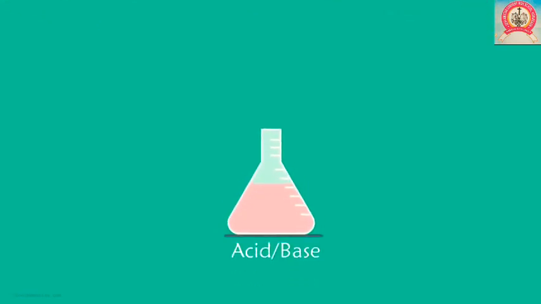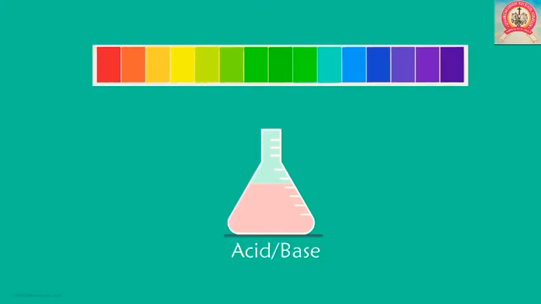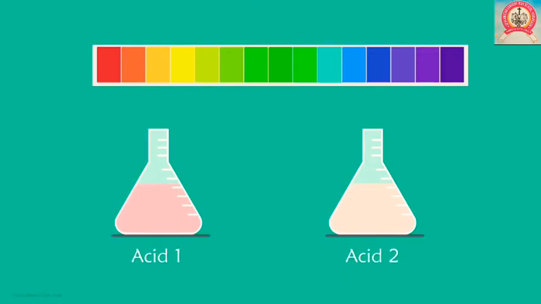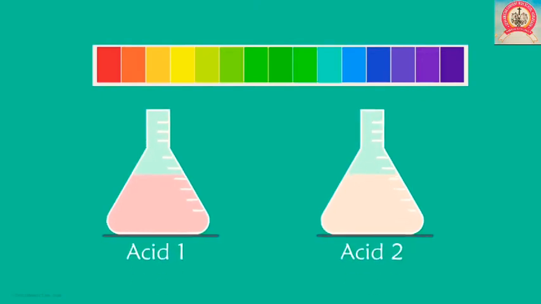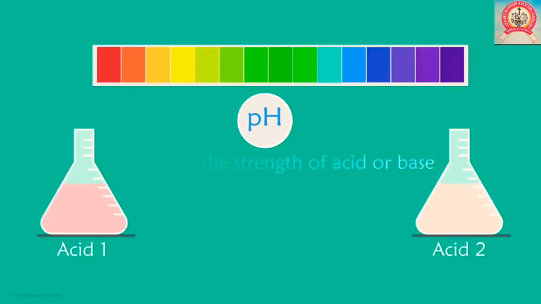Let's start with the basics. How do we identify whether the given solution is acidic or basic? For that, we use the indicator. But given two acidic solutions, how do we know which one is stronger? How can we judge how strong an acid or a base is? For that, pH is there. It gives us the measure of the strength of acid and base.